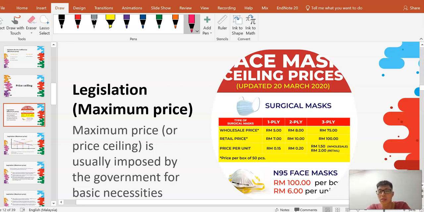What the government does is, when the government feels that the goods or services is a necessity for the consumers, that's why it's used to protect consumers, they will start to impose a maximum price. Maximum price is also known as the price ceiling. It's basically below the equilibrium price, right?